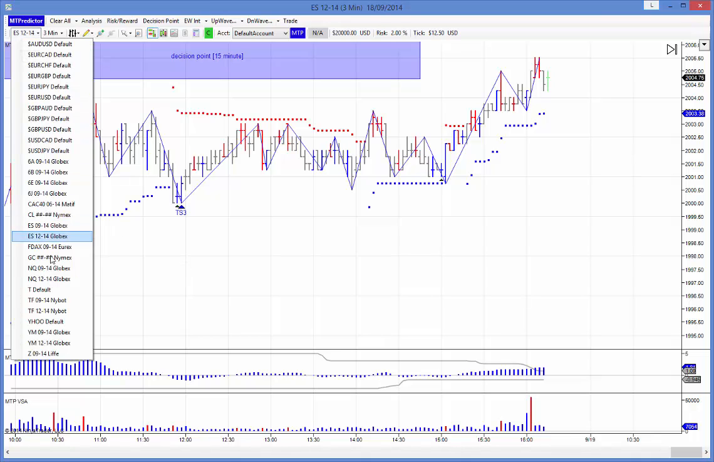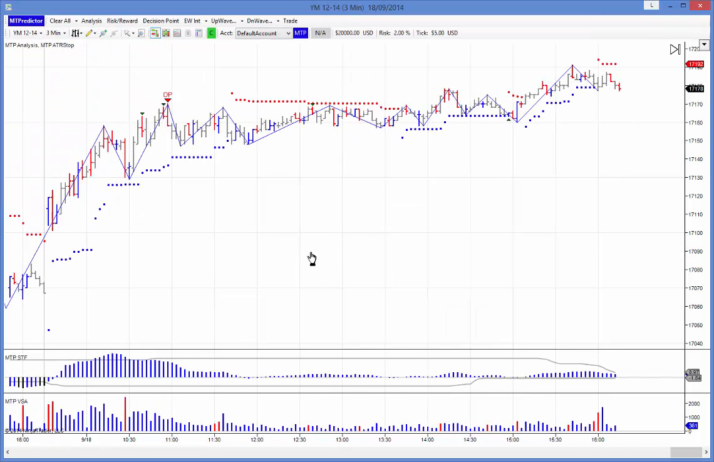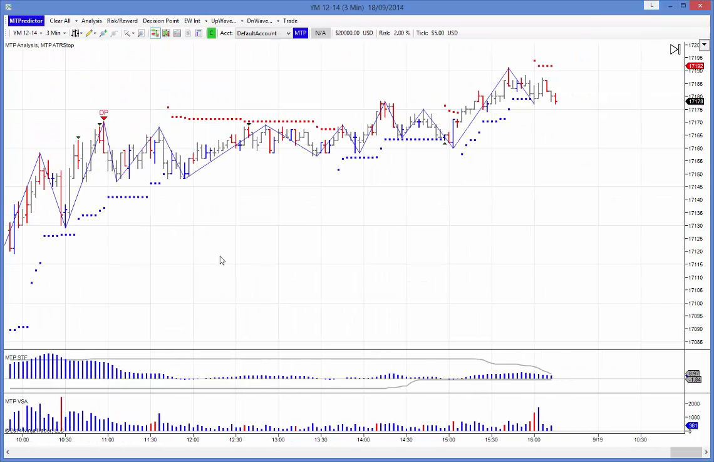The YM I haven't really talked about, because not a lot went on the YM yesterday. There's the YM chart. Very little on the buy setups there. One minor little setup there. Otherwise there were sells, but that was against a large degree downtrend.